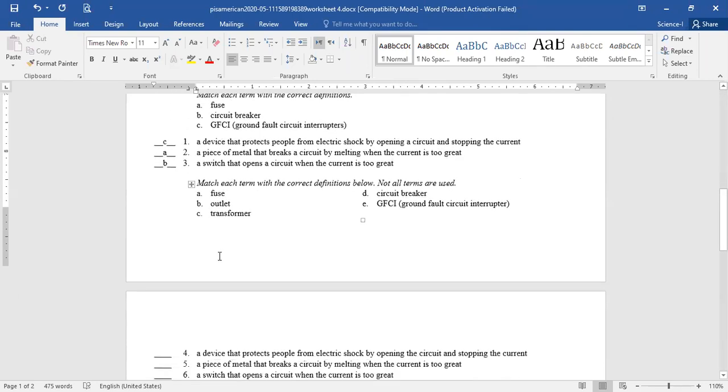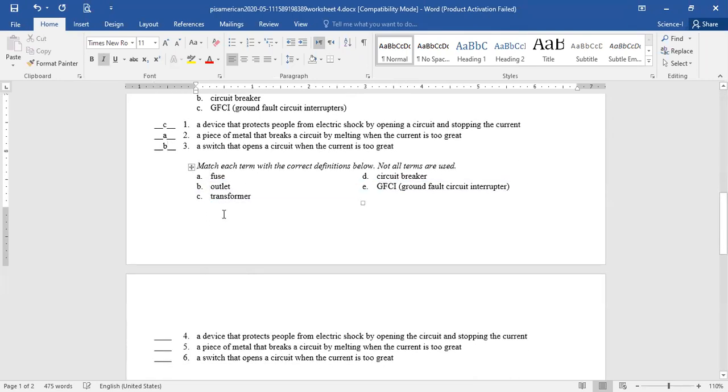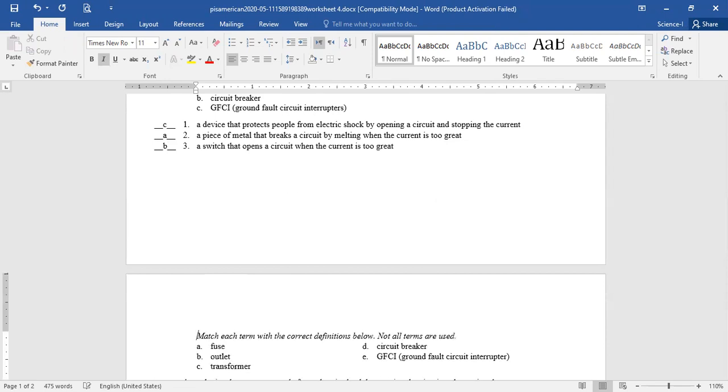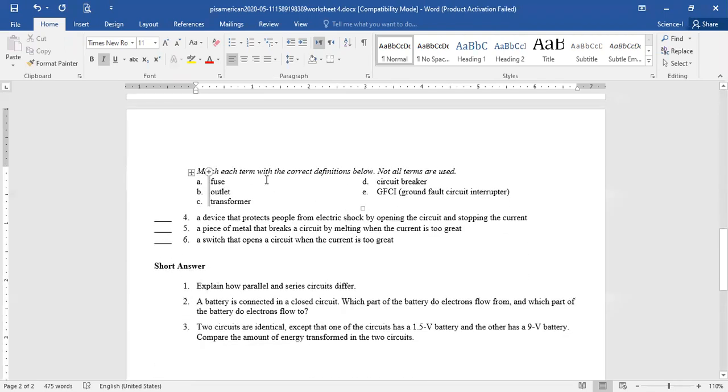Then here also we need to match these. So let's pass this to the next page. Here we need to match these terms. So we need someone to choose them. Yes, Rashwan, the first one, a device that protects people from electric shock by opening the circuit. E. E, good.